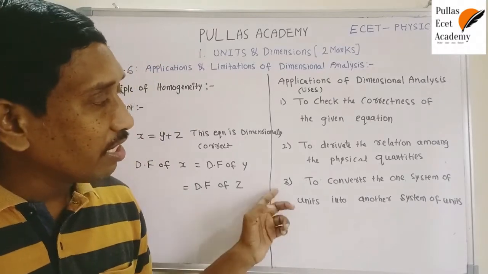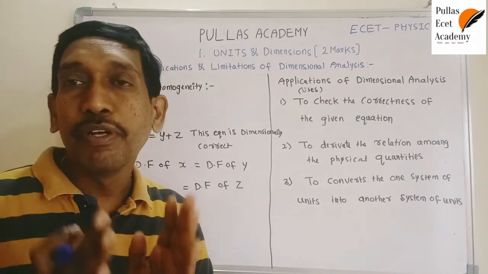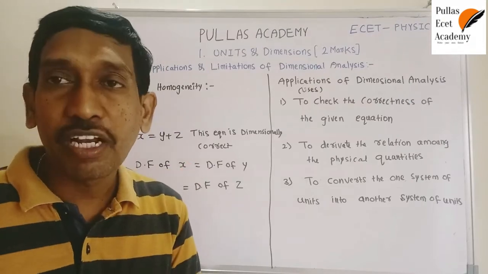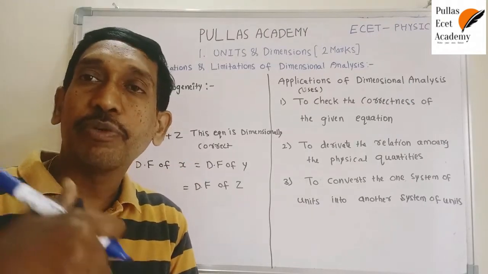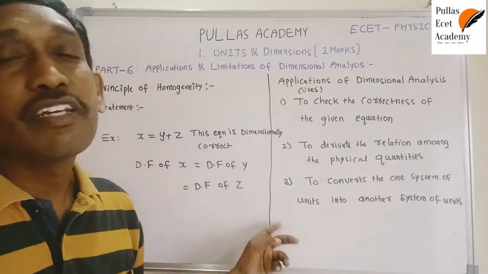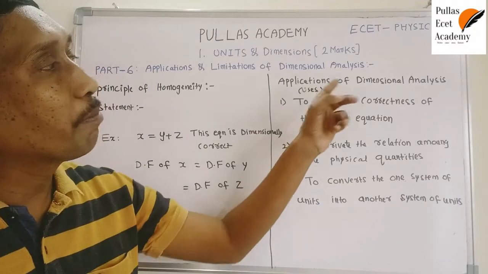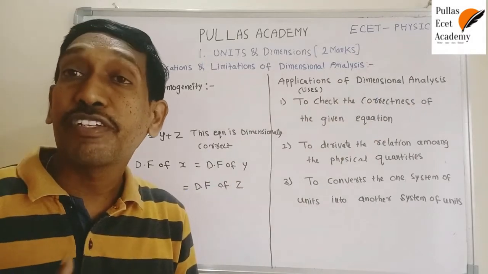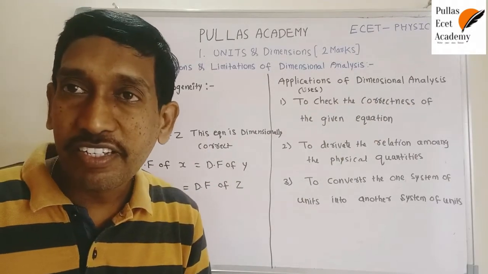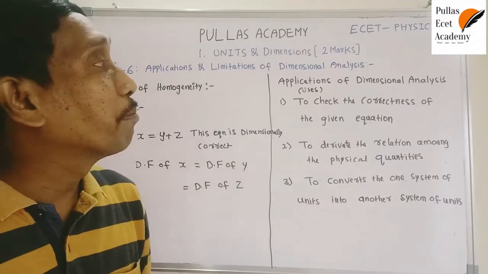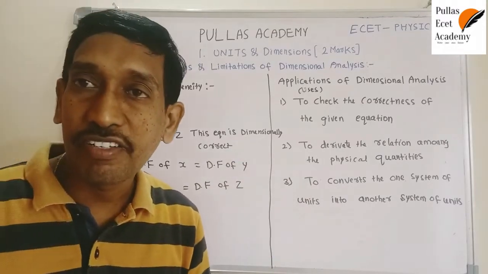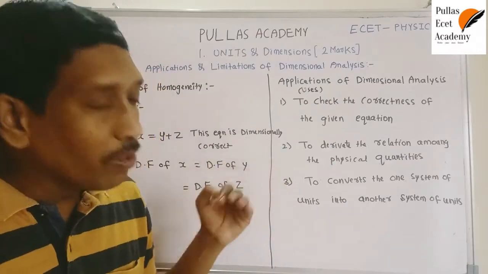If you know the one system of units of one physical quantity and you want to convert into another system of units, that is very easily possible by using dimensional analysis. That's important. These are all applications of dimensional analysis.